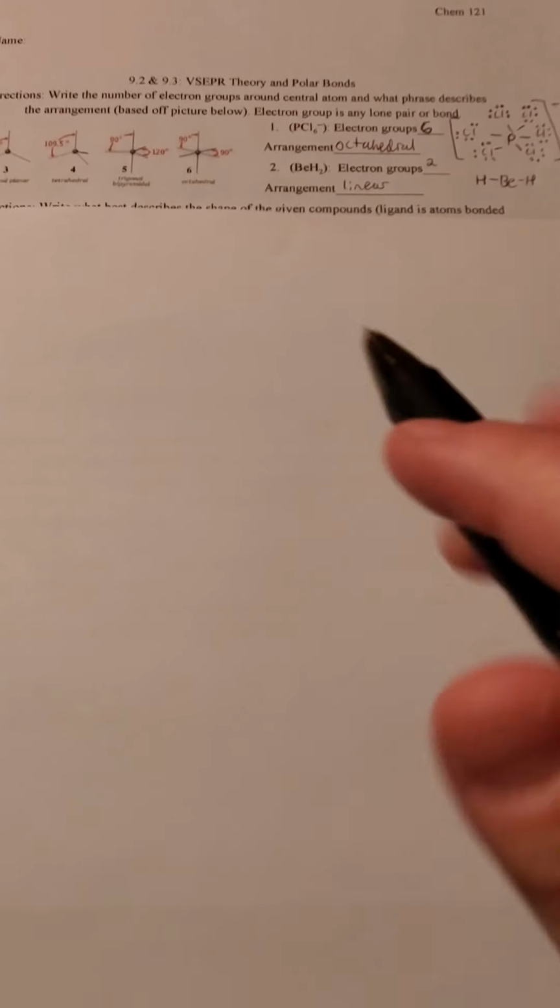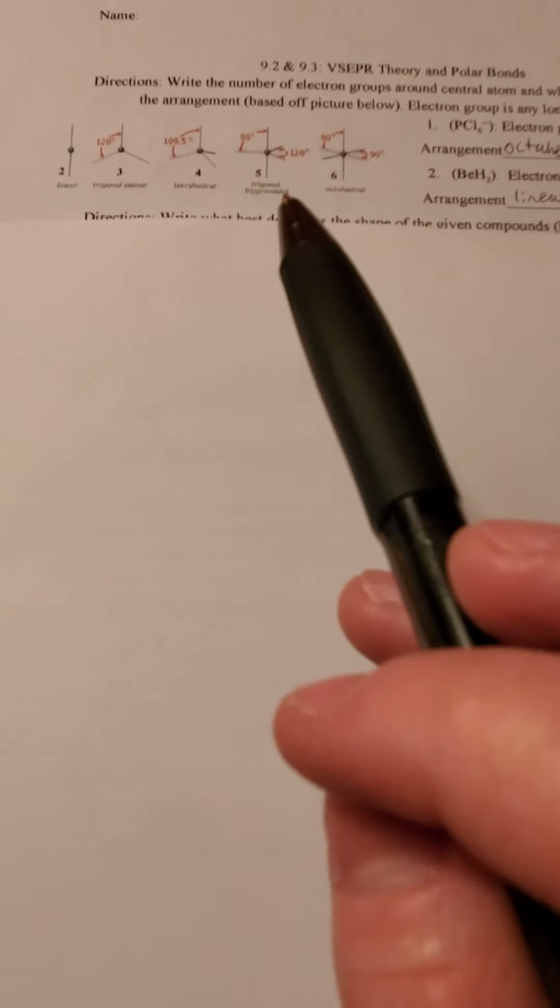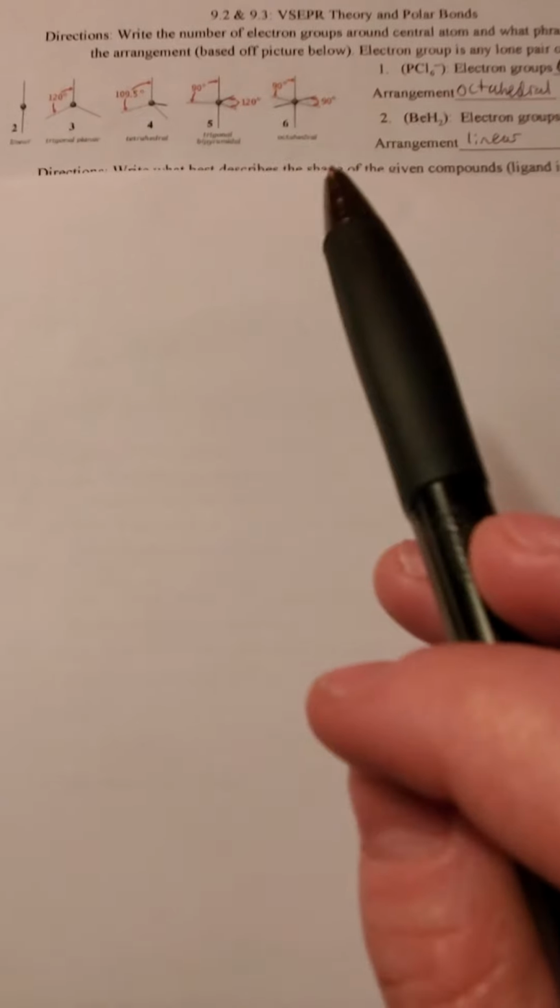So let's get started. The directions for the first set of problems is writing out the number of electron groups around the central atom and writing out what the arrangement is for each. So here's a little list of the different types, so we're going to use that when we're writing out these.